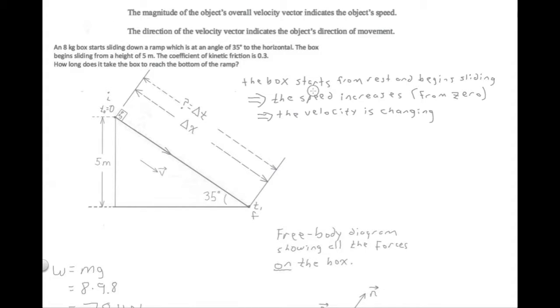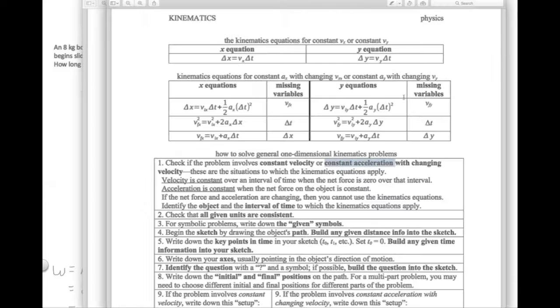From the wording of the problem, we know that the box starts from rest and then begins sliding. But that means that the speed increases from 0. Originally, the speed was 0 when the box was at rest, and then the speed increased as the box began sliding. But the speed, remember, is the magnitude of the velocity vector. So if the speed increases, that means that the magnitude of the velocity is increasing. And if the magnitude of the velocity increases, that tells us that the velocity is changing. So we know this is a problem with changing velocity, not constant velocity.